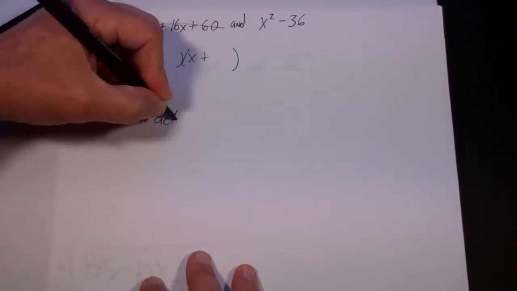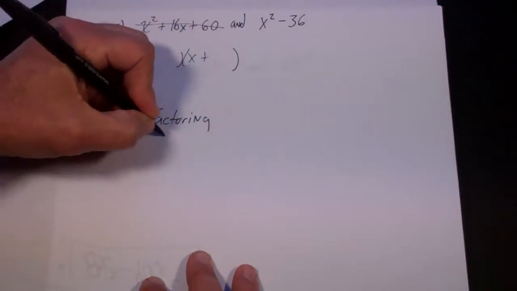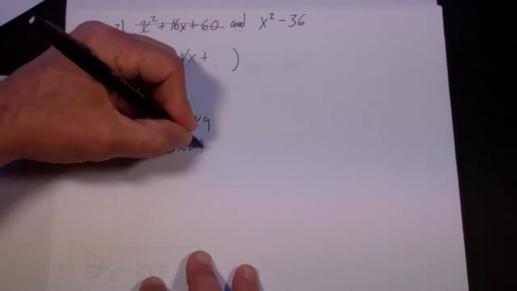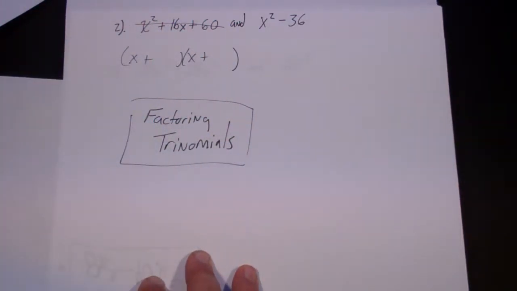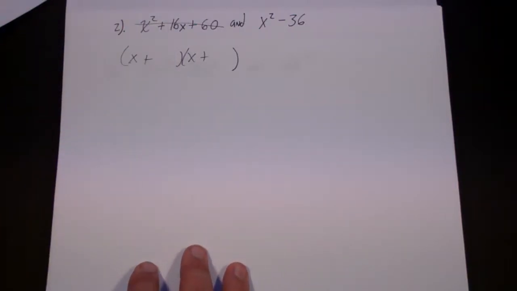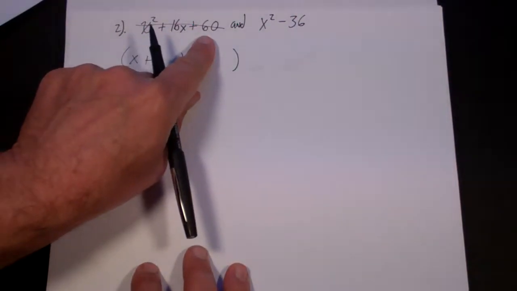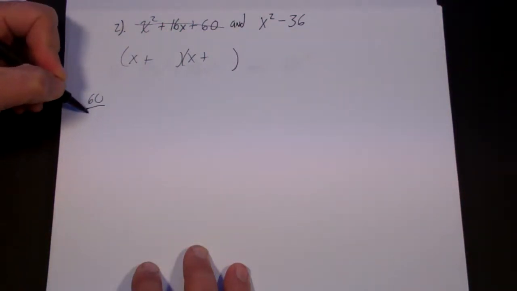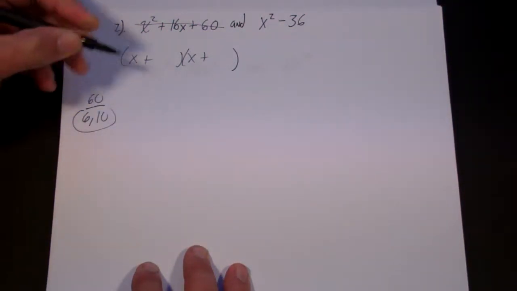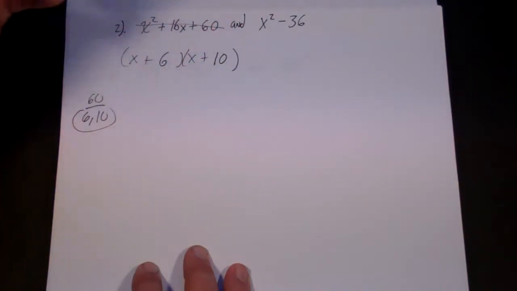Now if you need help with factoring here, there's a video called Factoring 3-Case Method, or another one called Factoring Trinomials. You can find it in the playlist under Factoring. So you have x squared plus 16x plus 60. Find two numbers that multiply to 60 and add to 16. That's easy, that's 6 and 10. So that's x plus 6 and x plus 10.